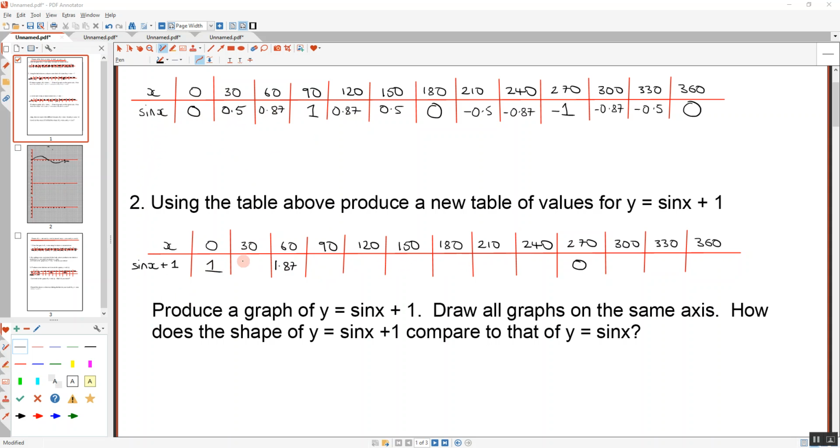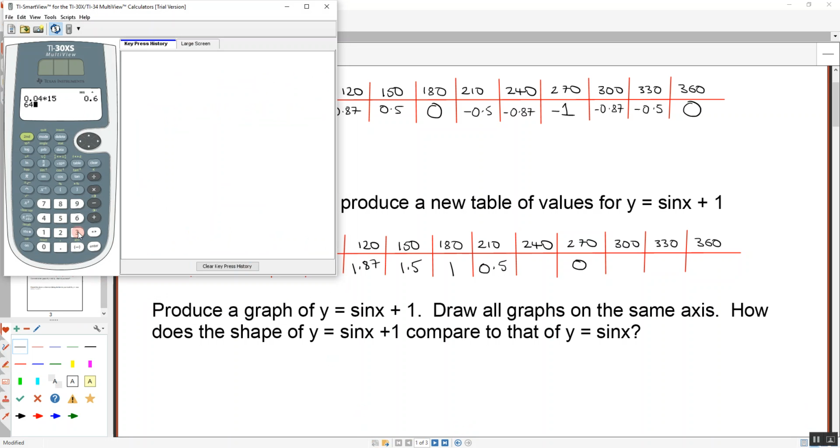So this is going to be 1.5. And then 90 is going to be 2. And then 120 is going to be 1.87. Guys, what is 1 plus 1? Good job, it is 2. Now, we need to be careful with these negative value ones, okay? We've got negative 0.5 plus 1, which is 0.5. You can always put it into a calculator to check.